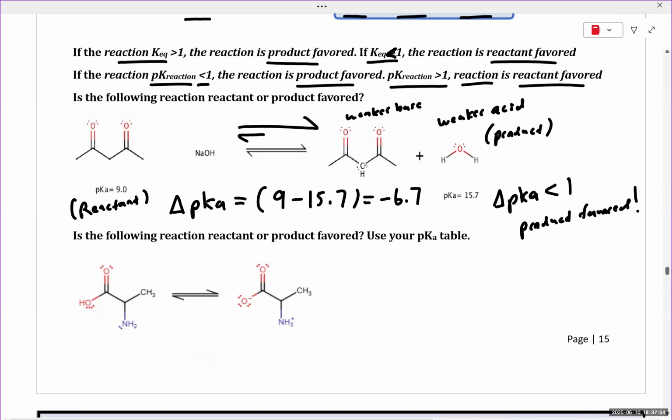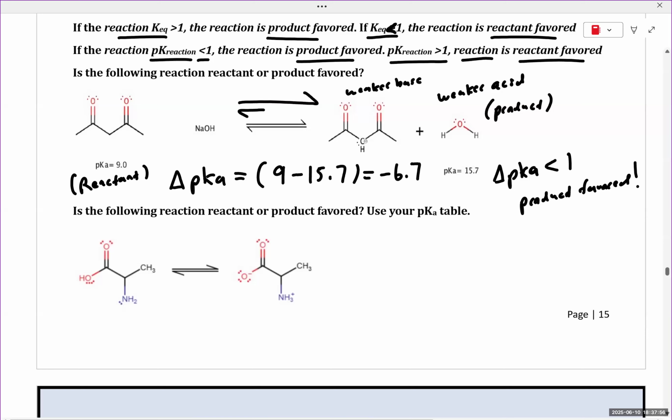Let's look at another example. So I'd like you to try this one. Pause the video and give an attempt at the following problem. Is the following reaction reactant or product favored? Use your pKa table for this.